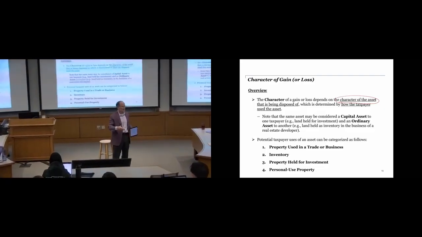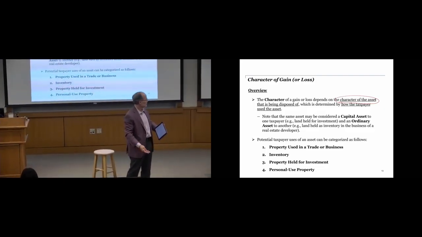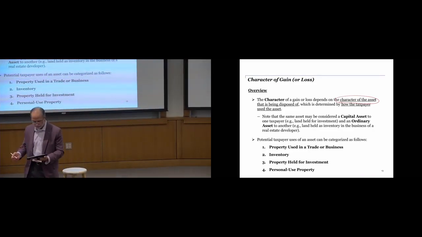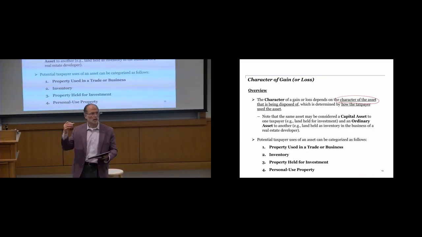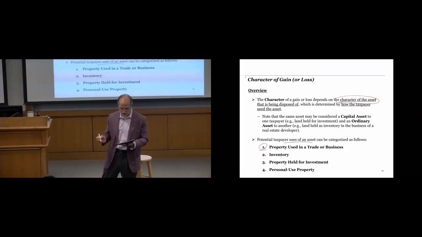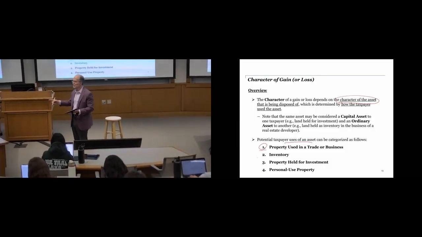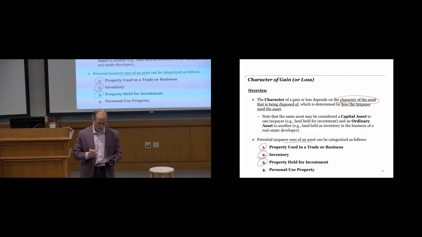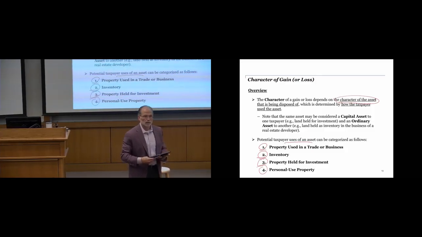Well, how are you using the machinery? Is it being used in the business or are you using it not in the business? Just be focused on how it is being used by the taxpayer. Our potential uses of an asset: it can be used as property used in a trade or business, it can be used as inventory, it can be held for investment, and it can be personal use property. Those are the uses of the asset.